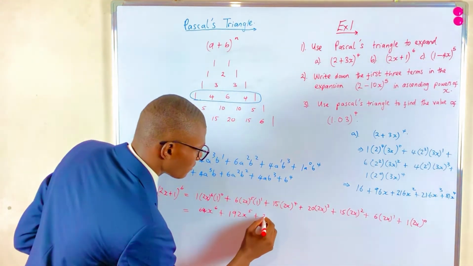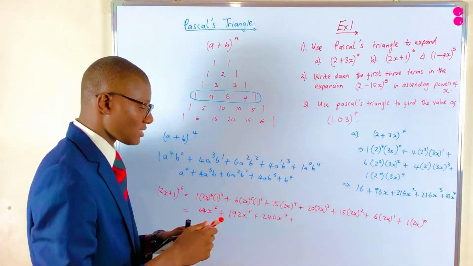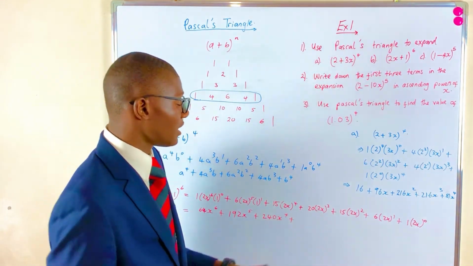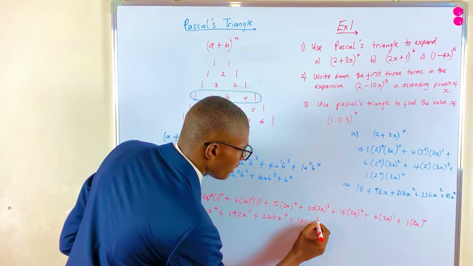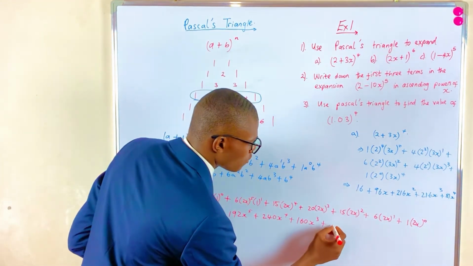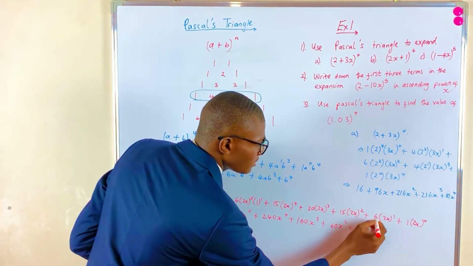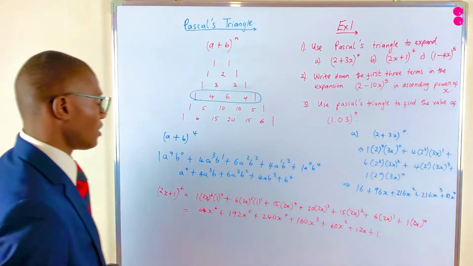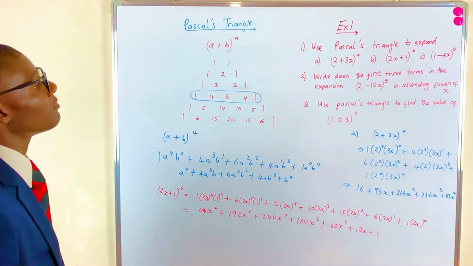So we're saying plus 240x^4, and then plus (2x)^3, that's 8x^3, times 20, we get 160x^3, and then plus 15 times 4x squared, you get 60x squared, and then plus this, you get a 12x, and then plus 1. So this would be the expansion for part B.